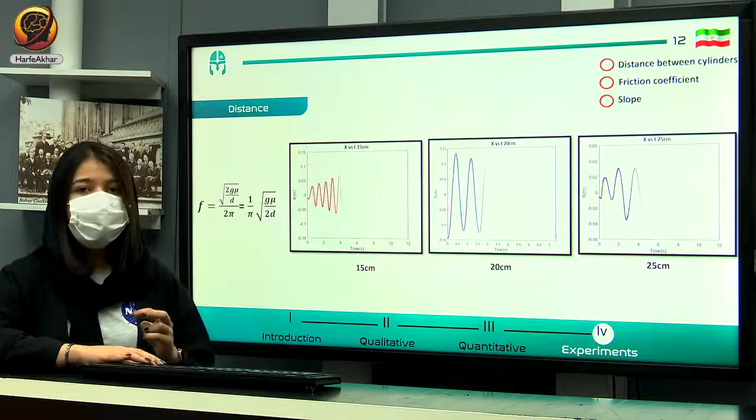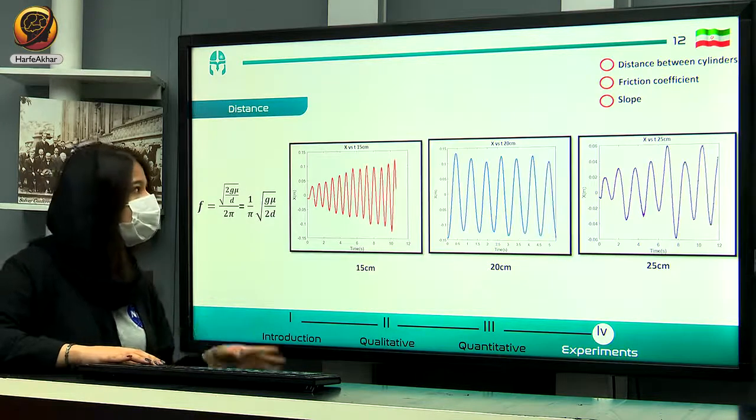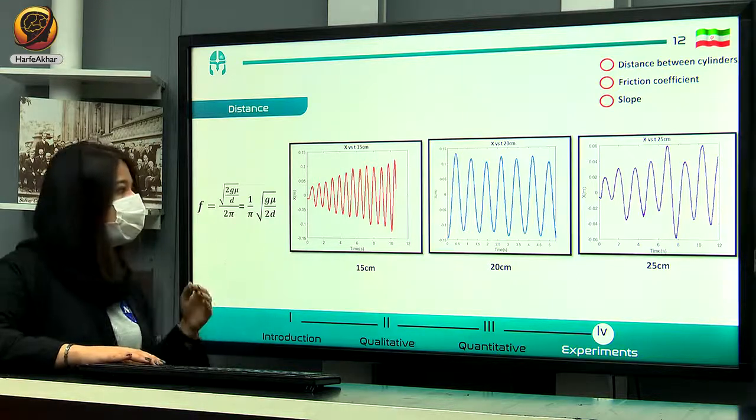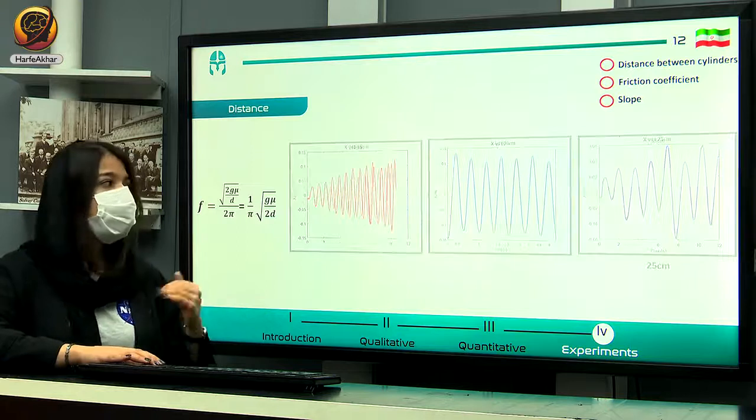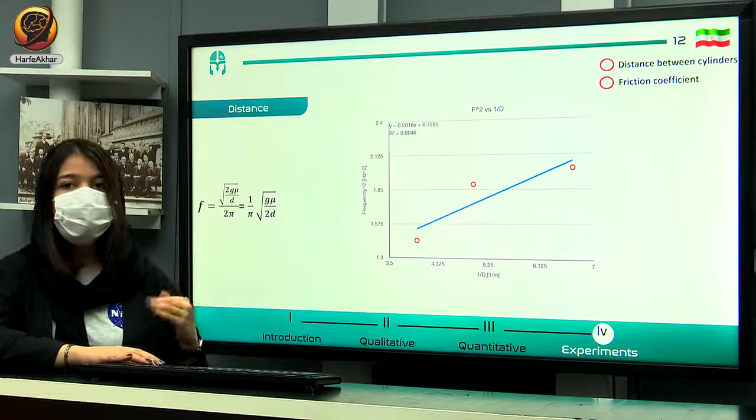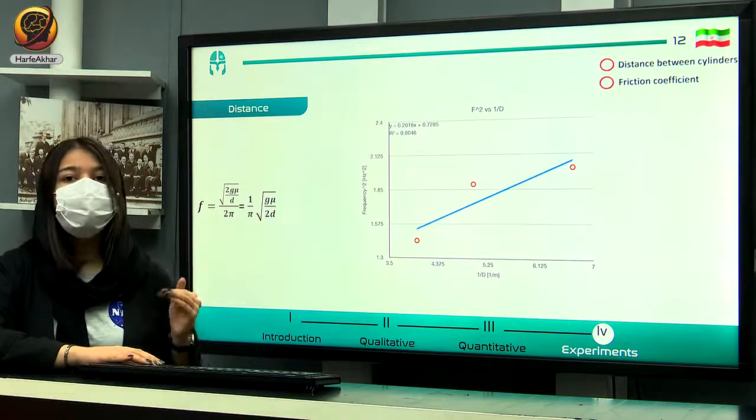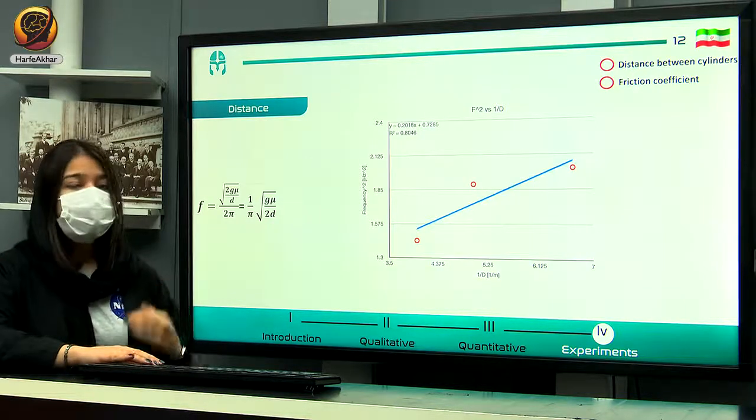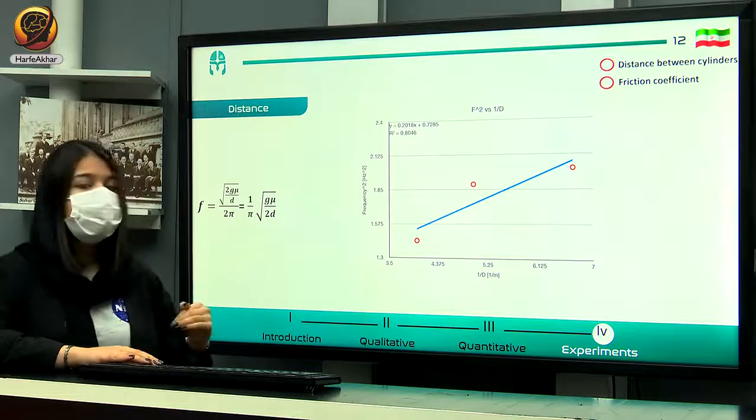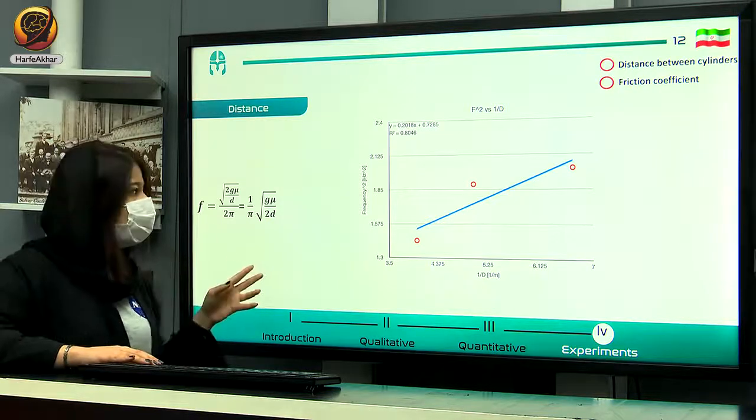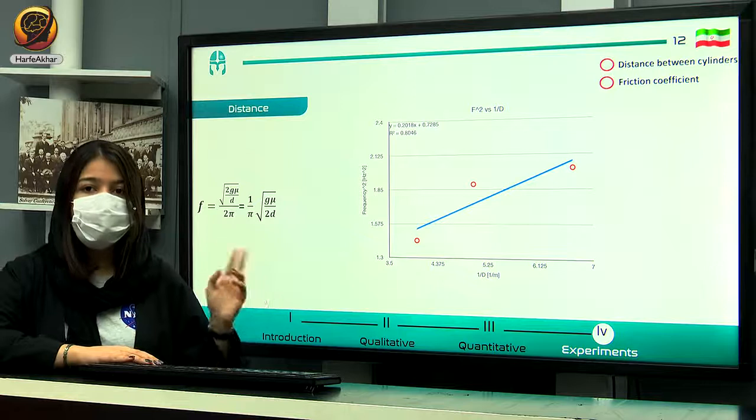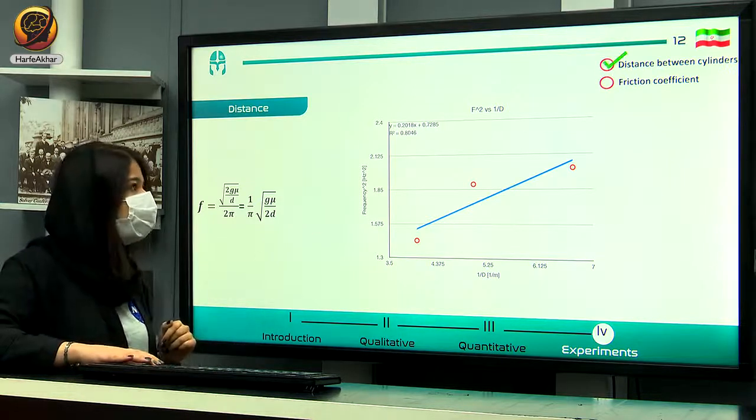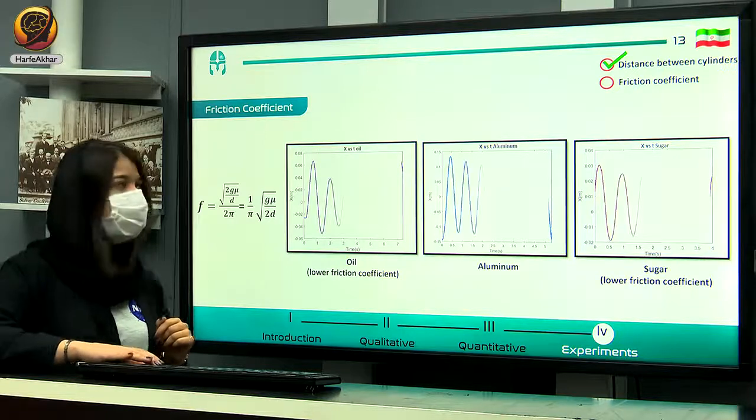Then I investigated some effective parameters like the distance between two cylinders. I investigated 15, 20, and 25 centimeters for the distance between two cylinders. According to this chart and theory, as much as the distance between the cylinders increases, it makes the period of oscillation increase as well. So the frequency will decrease. As much as the distance between two cylinders decreases, it makes the frequency and the frequency to the power 2 increase as well. And this matches the theory according to this chart. The second effective parameter was the friction coefficient.